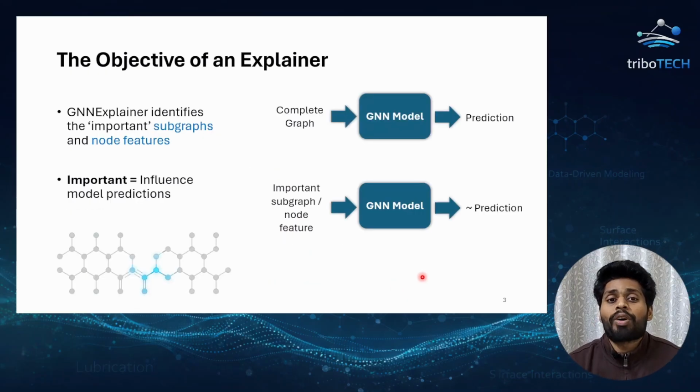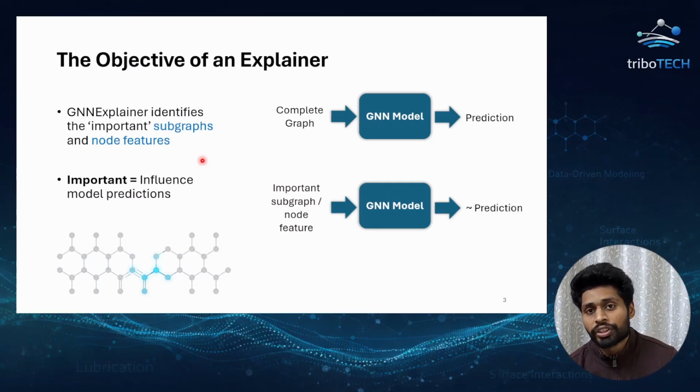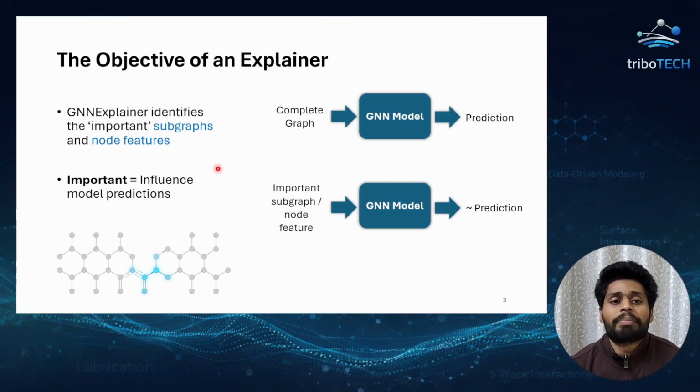So the objective of an explainer is basically to identify important substructures within the graph. For example, if we talk about GNN explainer as an explainer tool, then it identifies important subgraphs and important node features within the graph. So these are the substructures here. And by important, we mean that these substructures are basically influencing the model predictions. Now, what does that mean?